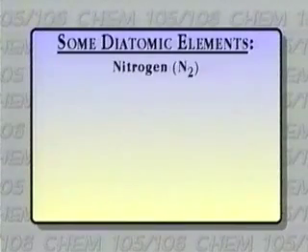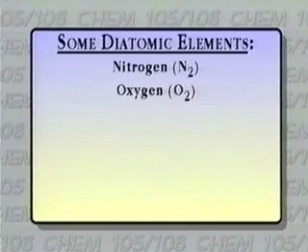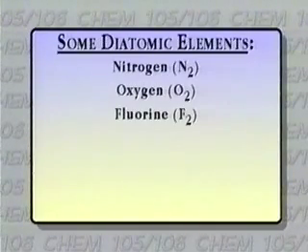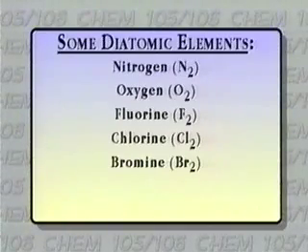Now, diatomic elements. We have a series of diatomic elements that are important. In other words, this is the way we write them when we're going to write them in chemical sentences and chemical equations and talk about them. They're nitrogen, which is written as N2, oxygen, O2. That little subscript tells us that there are 2 atoms making up the molecule. Fluorine, F2, chlorine, Cl2, bromine, Br2, and iodine, I2.